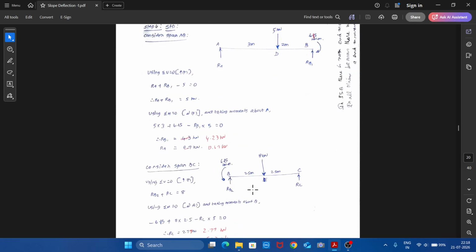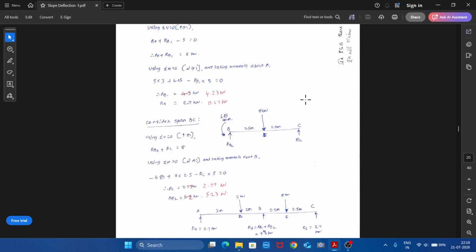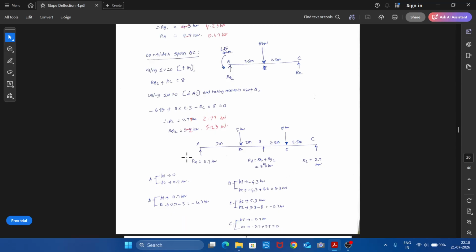Similarly, consider free body of BC. So in BC, we'll have RB2 and RC. And this side, we have a moment of minus 6.15. So mark anti-clockwise. Then use sigma V equal to 0 and sigma M equal to 0. You'll be getting RB2 and RC. So mark the values RA here, RB equal to RB1 plus RB2, and RC value.